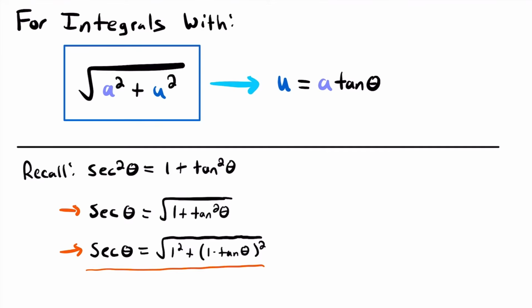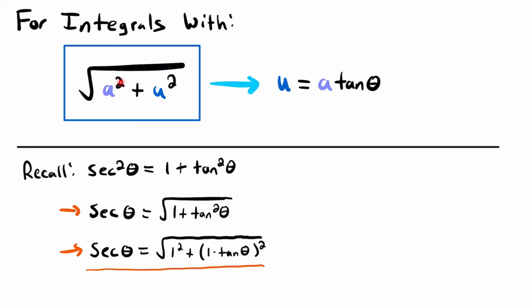Specifically in this case, the Pythagorean identity for secant and tangent. Recall that secant squared theta is equal to 1 plus tangent squared theta. If we solve for secant theta by taking the square root of both sides, secant theta is equal to the square root of 1 plus tangent squared theta. If we rewrite that expression slightly, secant theta is equal to the square root of 1 squared plus 1 times tangent theta squared. This matches up with this expression right here.